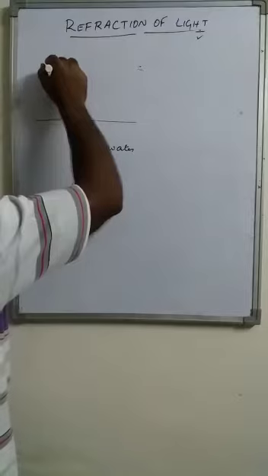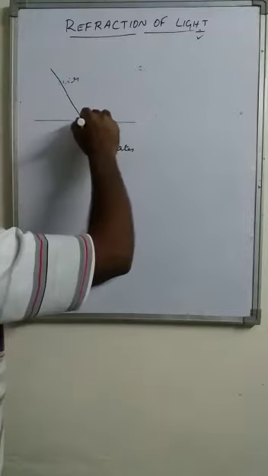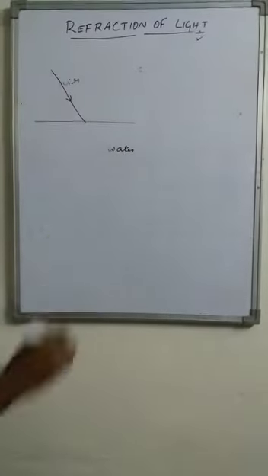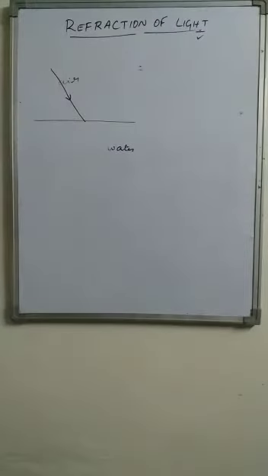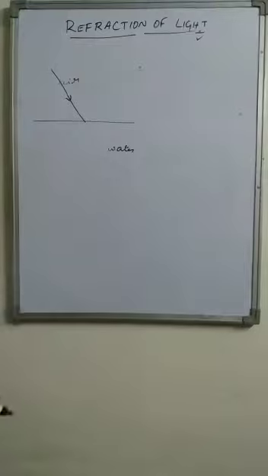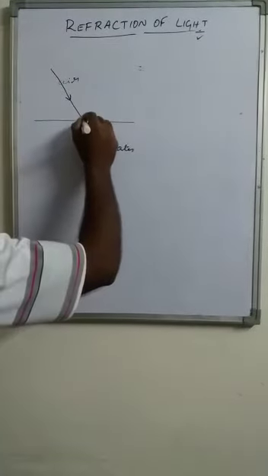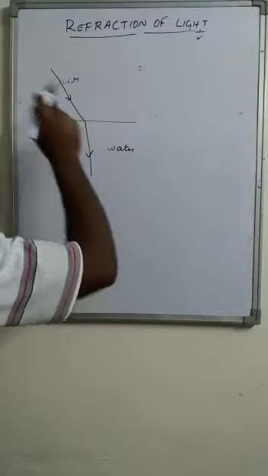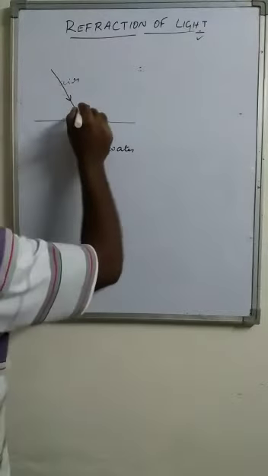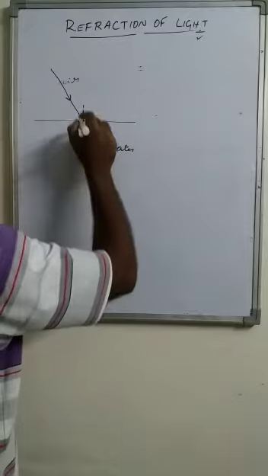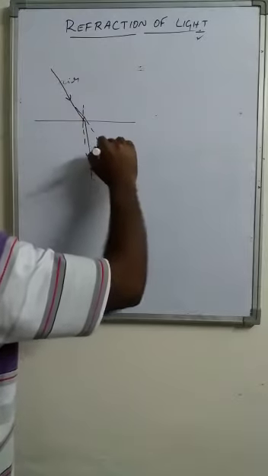enters from air into water, definitely the nature of medium changes, then the velocity changes. Due to change in velocity, the path changes. Or we say that refraction takes place. If the medium does not change, then the light must travel along this straight line.